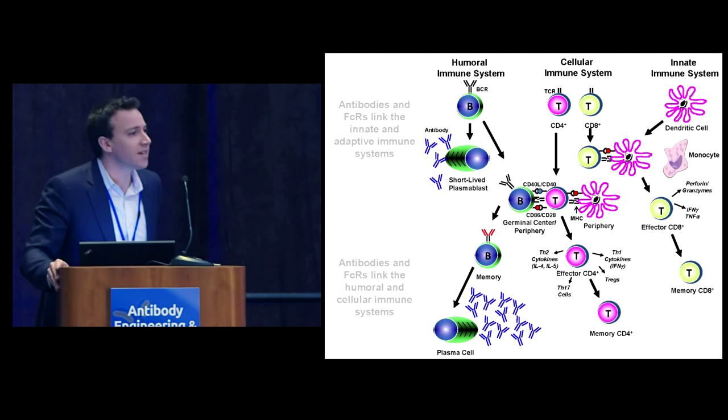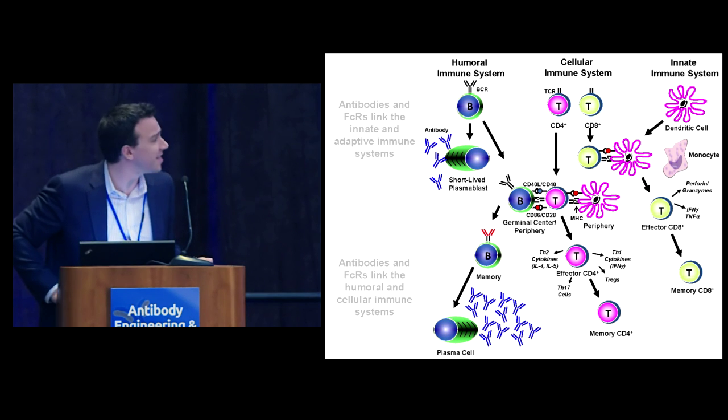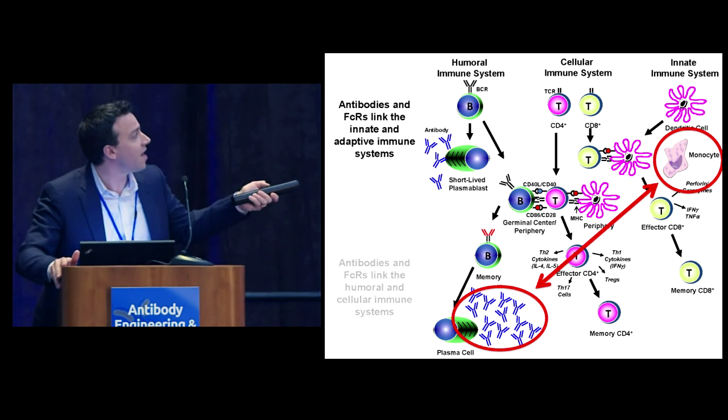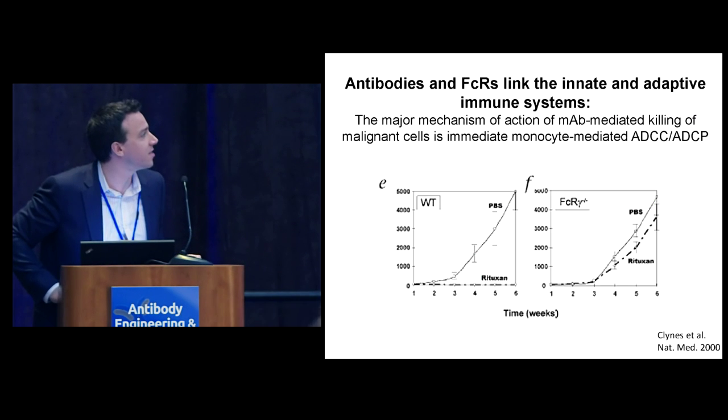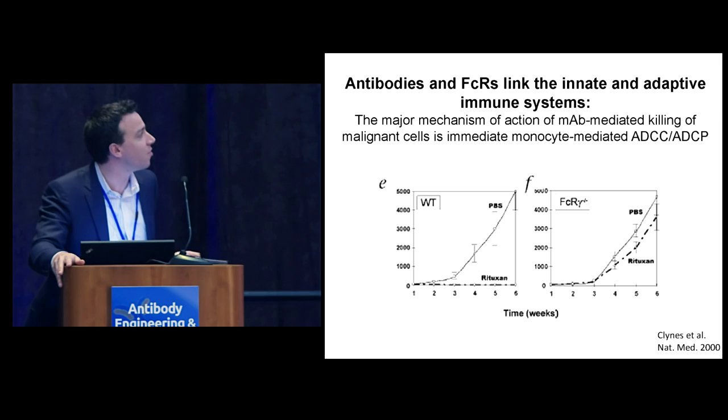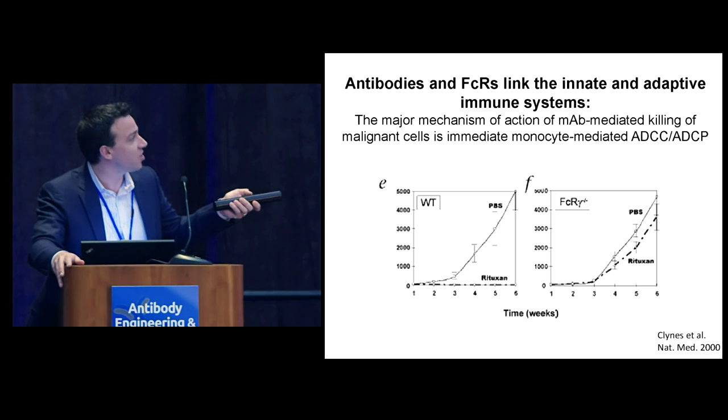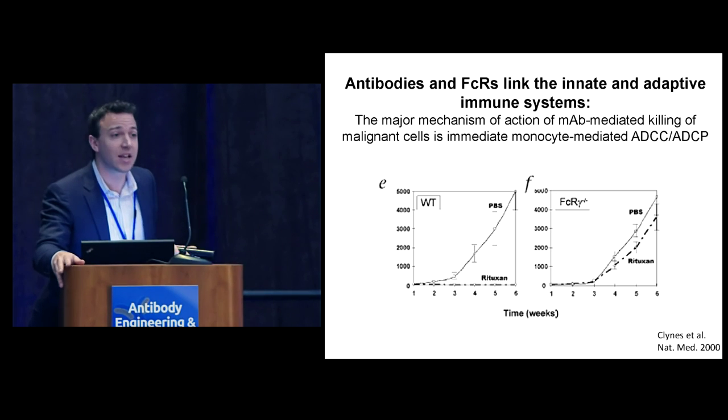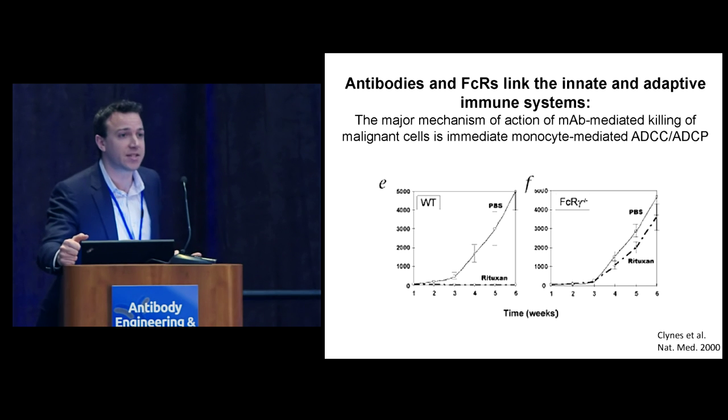Two other points I'd like to make about the Fc receptor system is that antibodies can link, and FcRs can link, the innate and adaptive immune system. And so what I mean by this is I'll just show the classical example, which the major mechanism of action of antibody-mediated killing of malignant cells in vivo is through ADCC, antibody-dependent cytotoxicity, or phagocytosis.